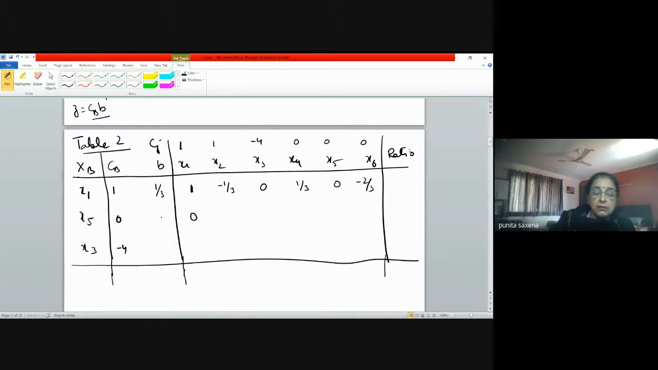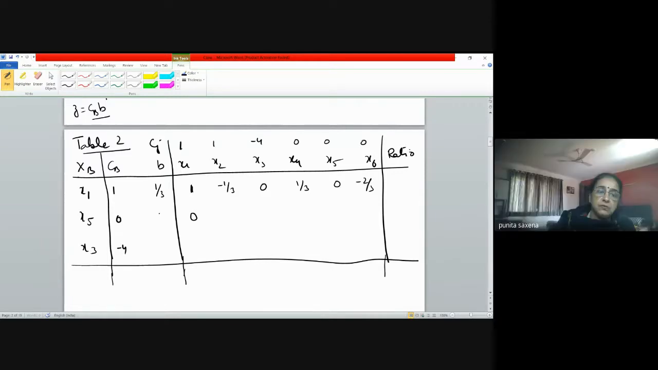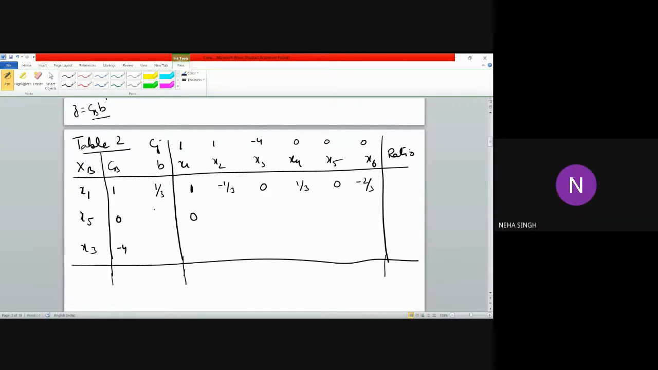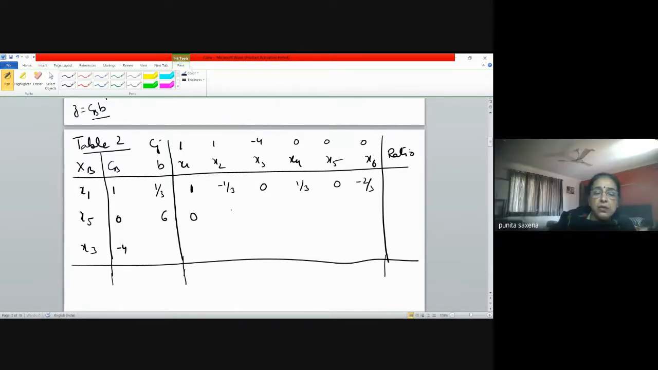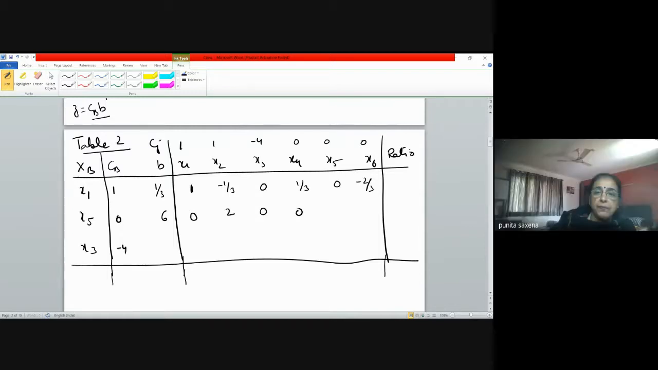We're not changing it, mind you. Ma'am, this is 6. Yes, this will remain 6 if we are not changing it. 6, 0. Then what will be the next term? 2. It is not changing. 0, 0. 1, 1. 1. Right? So it remains the same. But R3 needs to be changed.